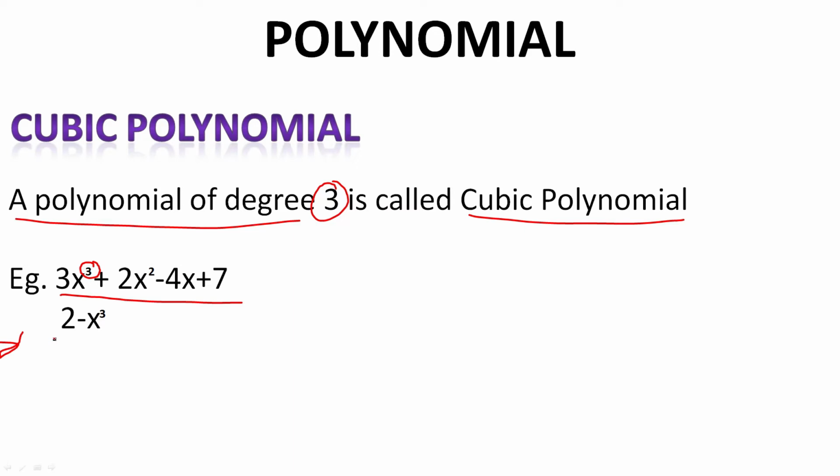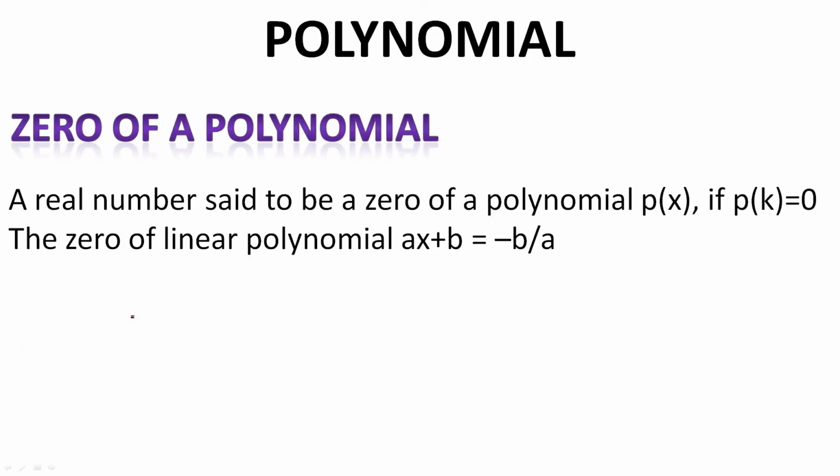Second case, 2 minus x cube. The degree of the polynomial is 3, so it is an example of a cubic polynomial. Now coming to the zero of a polynomial. A real number k is said to be a zero of a polynomial p of x if p of k is equal to 0. The zero of the linear polynomial ax plus b is minus b by a.